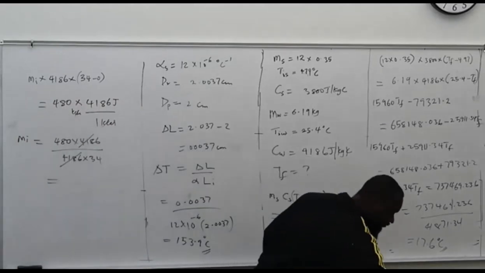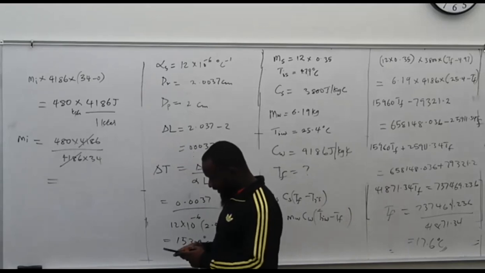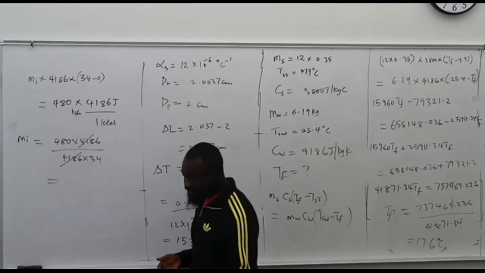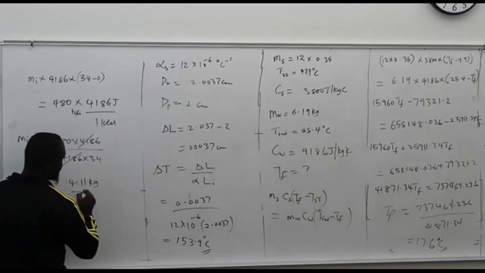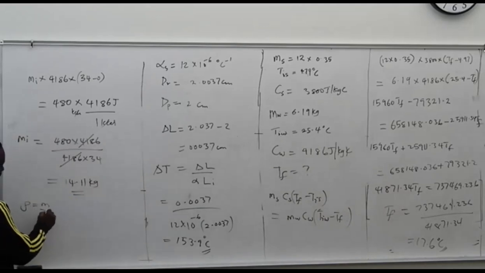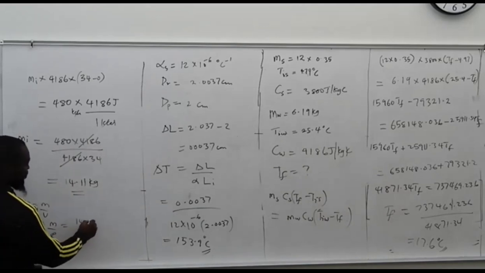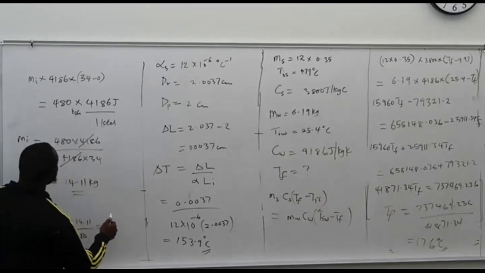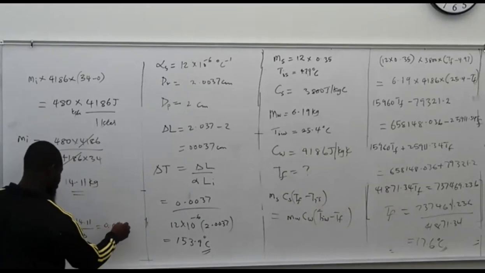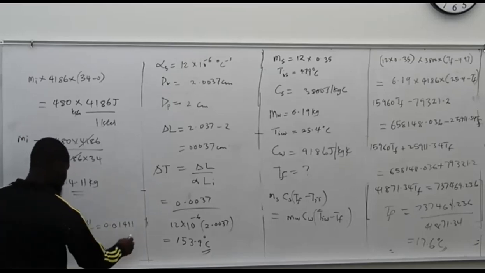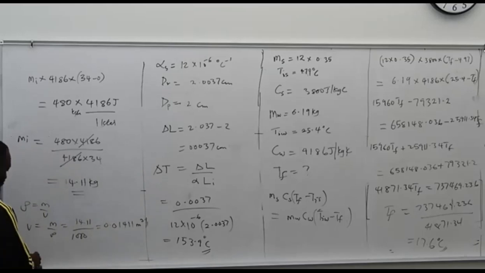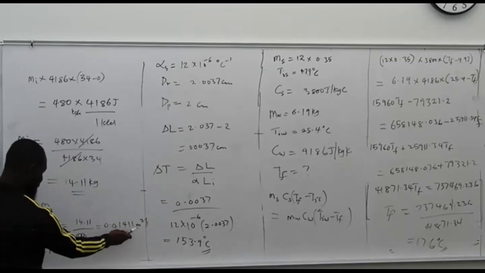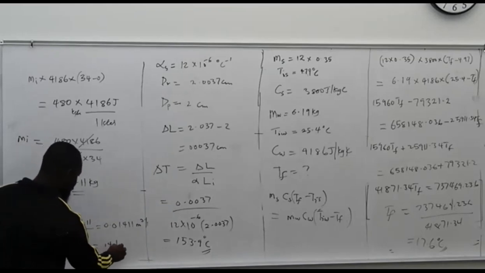So if we do that, we get 14.11 kilograms of water. Now, density is mass over volume, so volume is mass over density, which is 14.11 divided by the density of water, 1,000. That gives 0.01411, so this is in cubic meters. So 1 liter is 10 to the minus three cubic meters. So this cubic meter value will be how many liters? We'll have to divide by 10 to the minus three. That'll give us 14.1 liters.